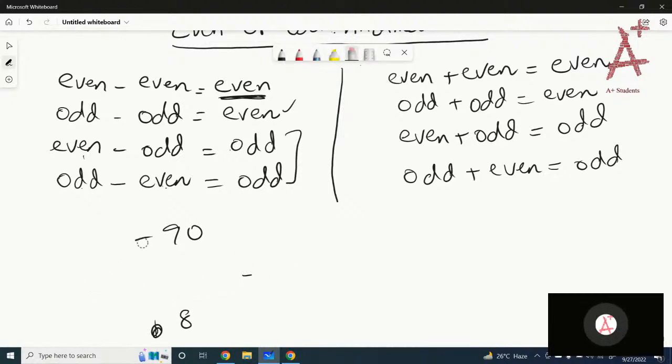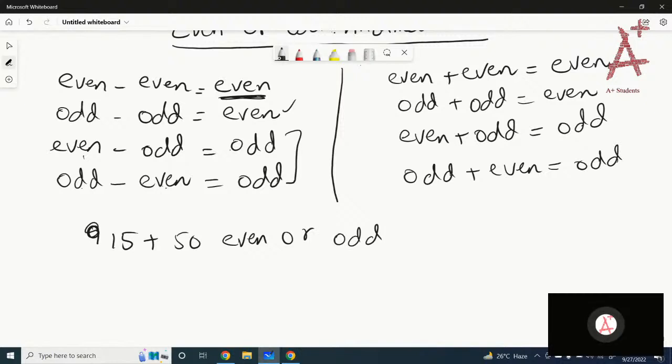Okay, the next one is 15 plus 50, even or odd? That's the one we just did on the board. So is 15 plus 50 even or odd? So 15 is an odd number and 50 is an even one. So you are adding two different numbers, their answer must be odd. Got it? Select the correct option and click on the OK button.